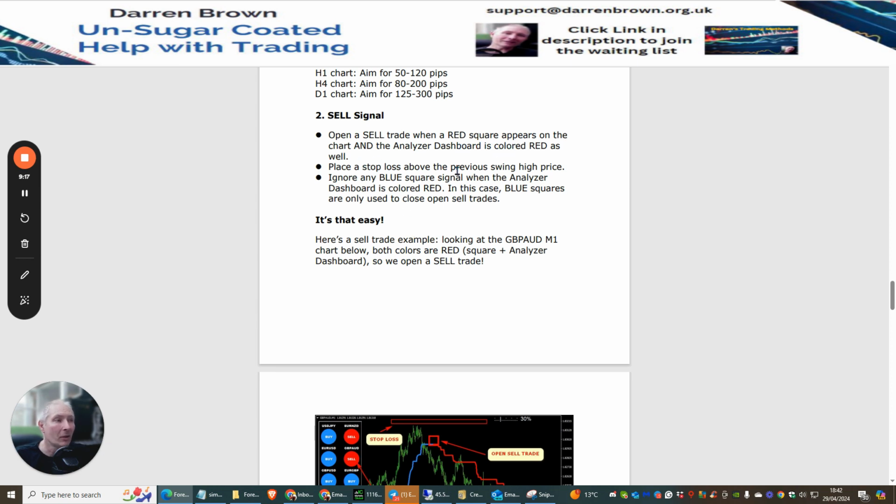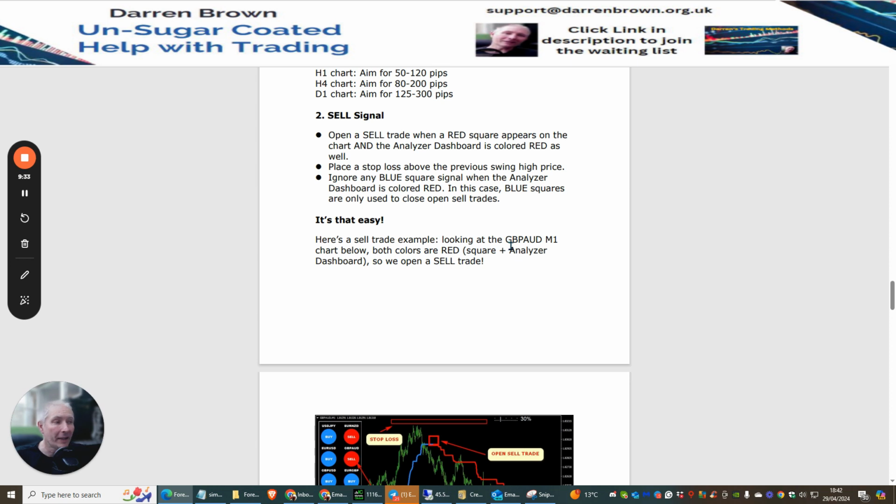Place a stop loss above the previous swing high price. Ignore any blue square signal when the analyzer dashboard is colored red. In this case, blue squares are only used to close open sell trades. It's that easy. Here's a sell trade example.